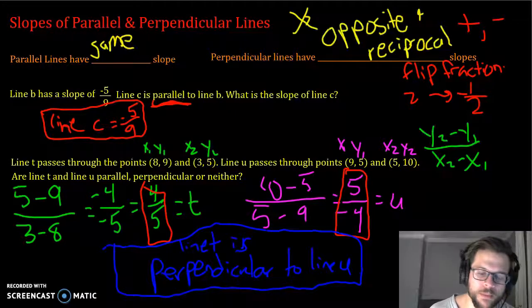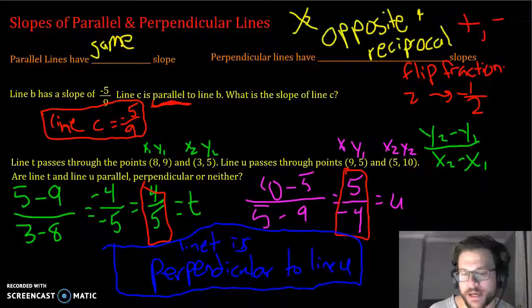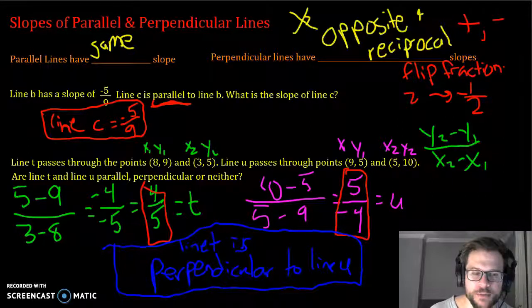Now, a couple things that would make them not perpendicular: if this was positive, or if it was negative 4 over 5 and it wasn't flipped, or if it was just 1/2. That's neither. It doesn't fit the perpendicular criteria. All right, so there's parallel and perpendicular lines.